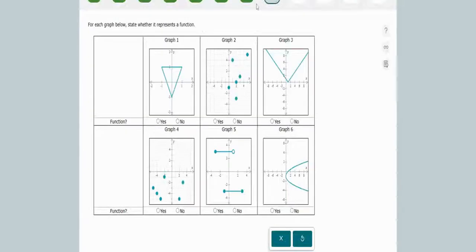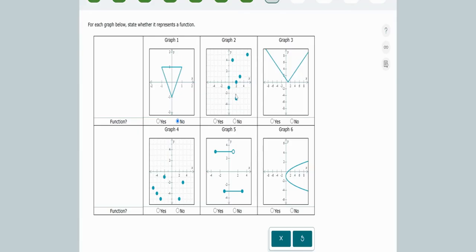Okay, number 8. This one employs the vertical line tool. So remember, if I draw a vertical line anywhere on the graph, if I hit the graph twice or more than 2 dots, it's not a function. So a vertical line anywhere inside that triangle is going to hit it twice, so it's not a function.